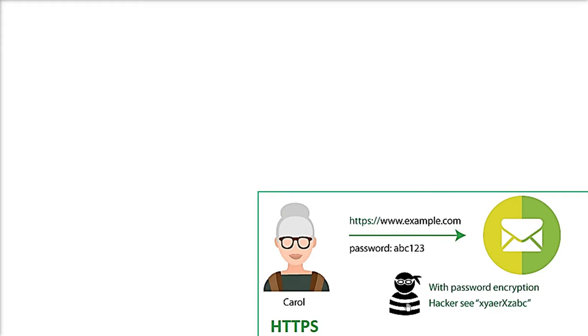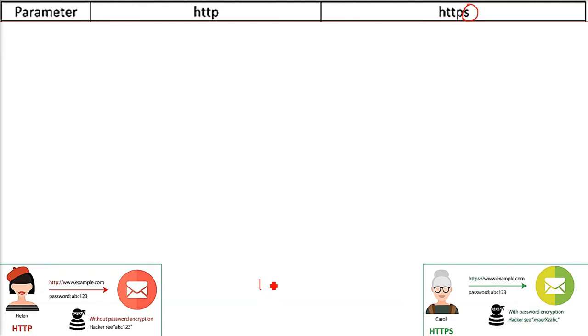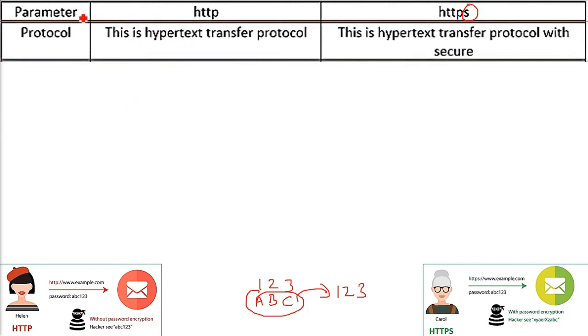The S in HTTPS is for Secured Socket Layer, and that is also called TLS, Transport Layer Security. So with this encryption, the hacker sees something else, which is not easy to break. For example, you are sending 1, 2, 3, but you will not send 1, 2, 3, you are going to send ABC. When this ABC is received by the destination machine, it will again be changed to 1, 2, 3. Okay.